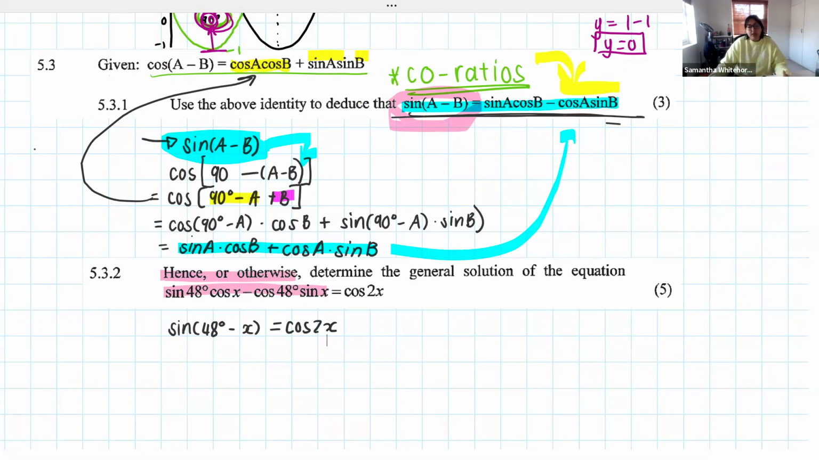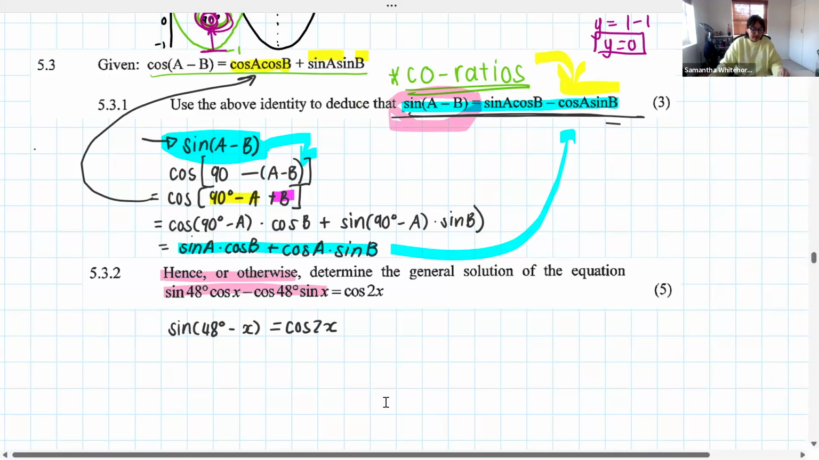So one thing that we need to bear in mind with general solution is the fact that when you have different ratios, we need them to be the same. If you've got a sine of a specific angle and a cos of that exact same angle, you can create tan. But in this case, I've got 48 minus x as one angle and 2x is the other angle. They're 2 completely different angles. When it's sine and cos of 2 different angles, once again, we're going to have to use co-ratios.